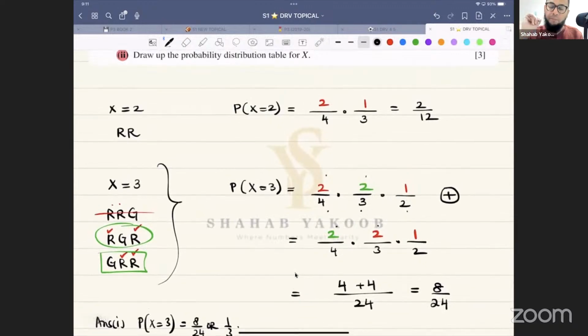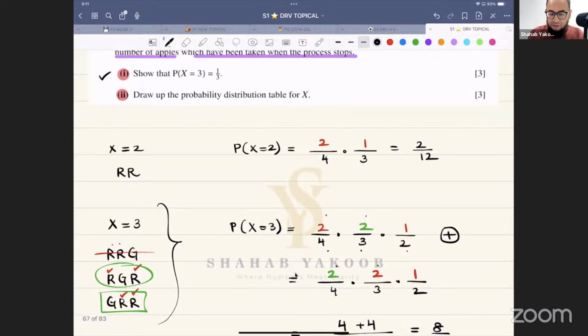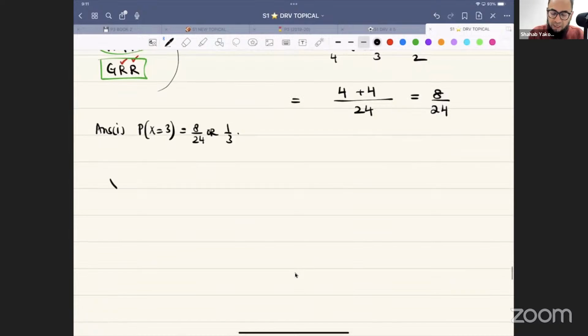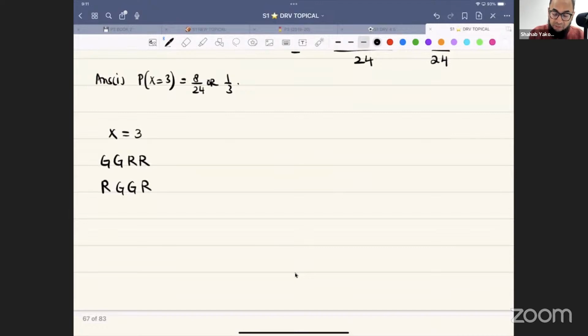When I'm looking for the second part, all good, all clear? Now, is there any other possibility? Altogether, there are 4 apples, 2 green, 2 red. So now let me focus on x equal to 3. And again, the focus is on 2 red. Can I have the possibility of the first 2 green and the second 2 red? Yes, that is a possibility. Can I have the possibility that the first one is red, then I'm getting 2 greens and the last one is a red? Yes, that is also a possibility. Can I have this possibility of green, red, green, red? Yes, that is also a possibility.